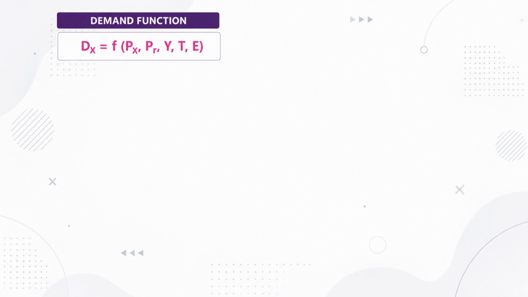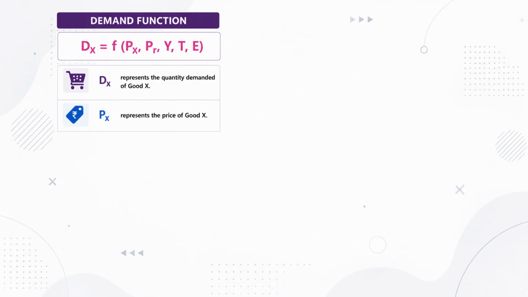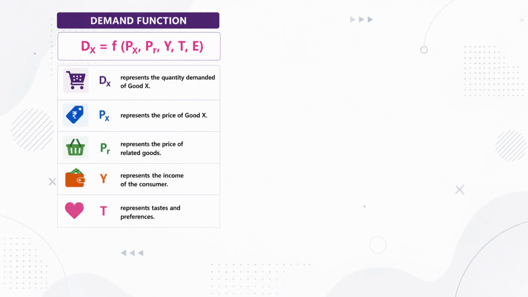The demand function can therefore be written as QDX is a function of PX, PR, Y, T, and E. Here, QDX represents the quantity demanded of good X. PX represents the price of good X. PR represents the price of related goods. Y represents the income of the consumer. T represents tastes and preferences. And E represents expectations about the future.